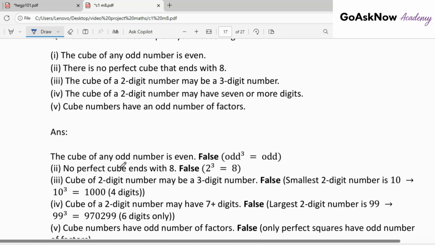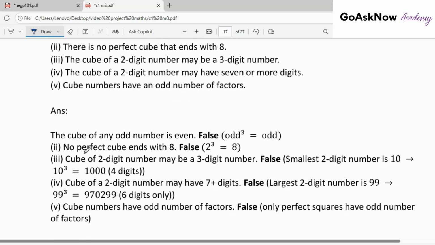The answer for the first question: the cube of any odd number is even. False, because an odd cube is odd. Next, the second question: there is no perfect cube that ends with 8. False, perfect cubes can end with 8. 2 cubed is equal to 8.